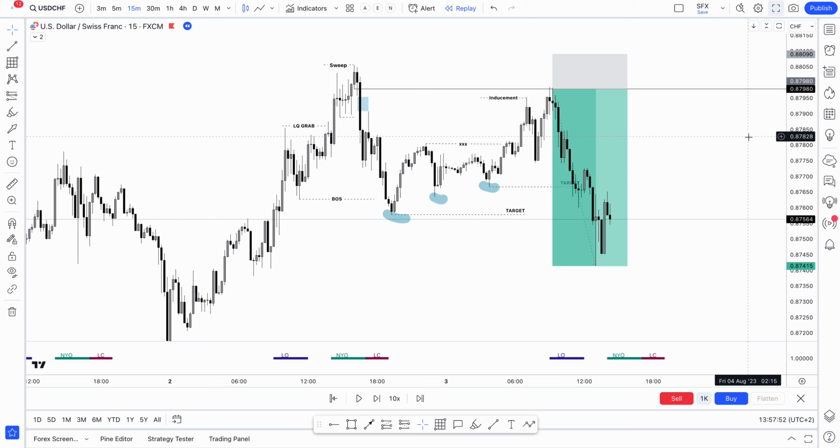And at the end of the day, guys, always use risk management. Do not risk more than 1% or 0.5%, and stick to your trading plan at all costs.